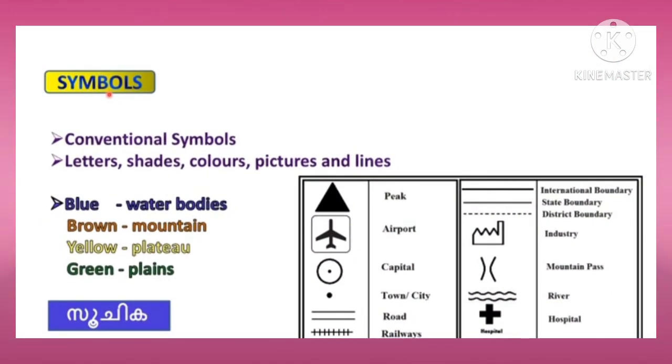Symbols. It is the third important component of a map. It is not possible to draw on a map the actual shape and size of different features such as buildings, roads, bridges, trees, railway lines, or a well. So they are shown by using certain letters, shades, colors, pictures, and lines. These symbols give a lot of information in a limited space. With the use of these symbols, maps can be drawn easily and are simple to read.